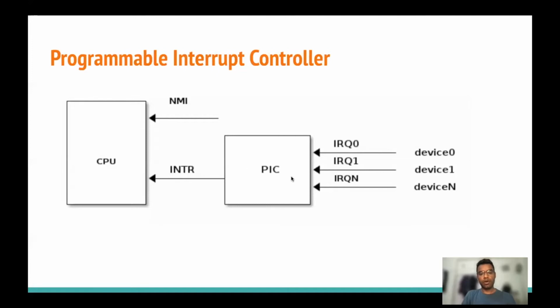And this is the programmable interrupt controller that controls the routing of these interrupts to the CPU. It routes these interrupts to the CPU with the help of these two pins, NMI and INTR. The NMI pin is used when we want to generate non-maskable interrupts, such as non-recoverable hardware errors. In that case, it can't wait and has to process that interrupt immediately.